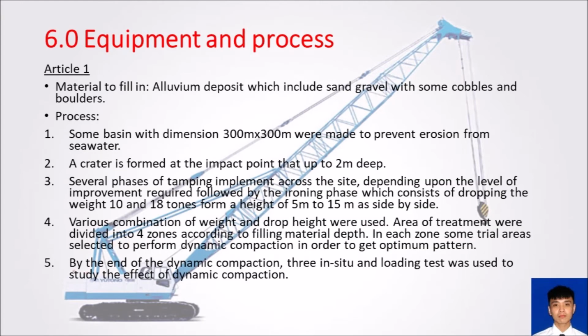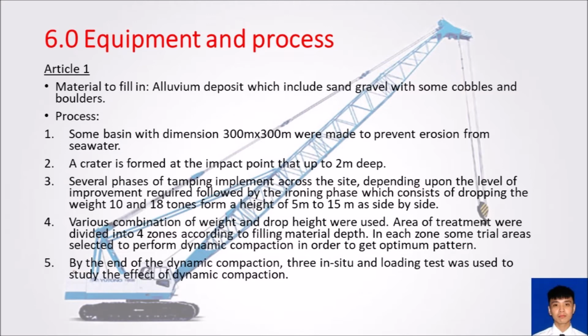Next, for the equipment and process, in Article 1, the material to be filled in is alluvium deposits which include sand gravel with some cobbles and boulders. For the process, first, some basins with dimensions 300 meters by 300 meters were made to prevent erosion from seawater. Second, a crater is formed at the impact point that is up to 2 meters deep.